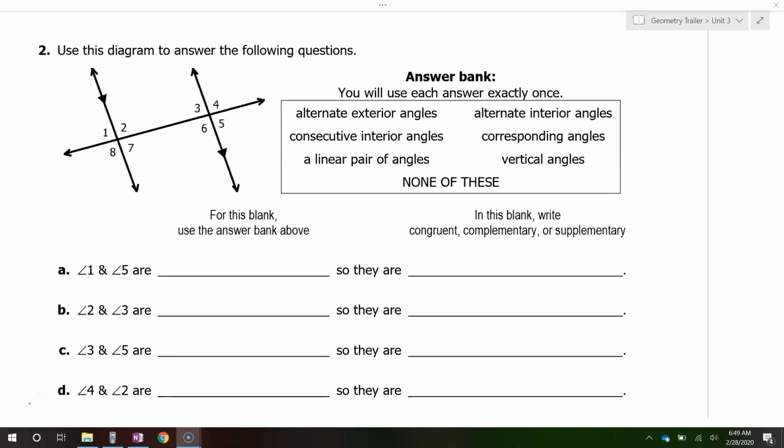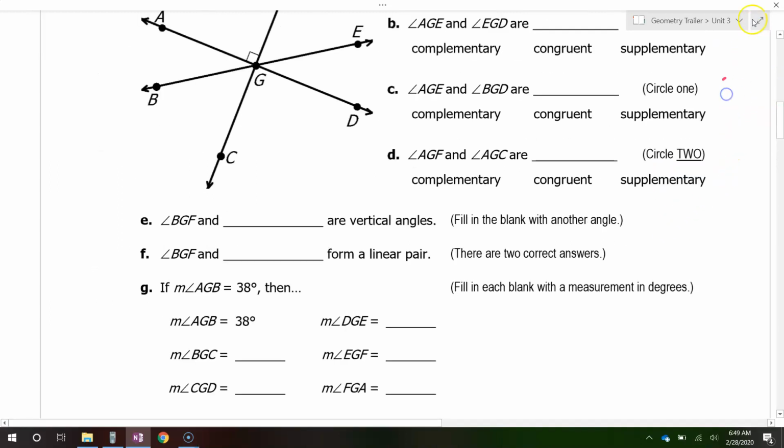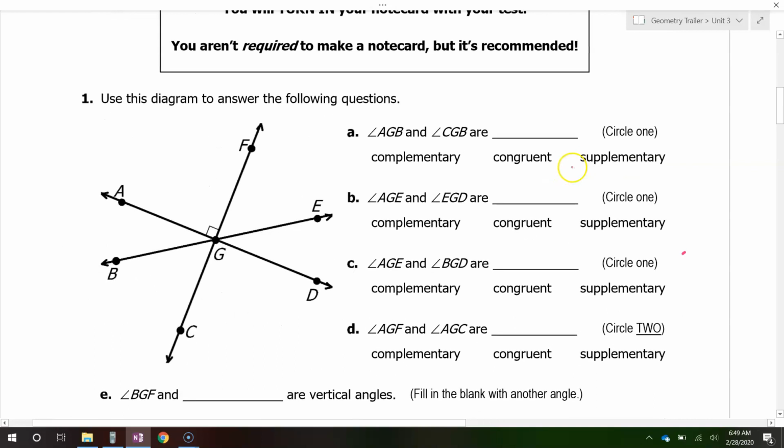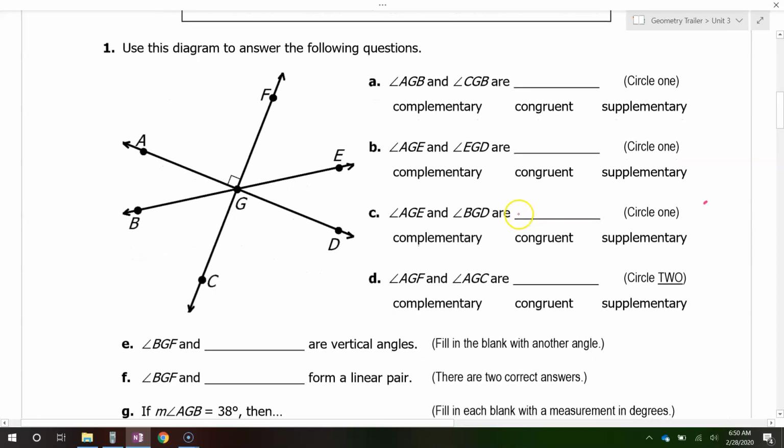In this video, we will practice identifying angle pairs such as the ones shown on this list right here. But in addition to identifying them, we will also be discussing whether or not they are complementary, congruent, or supplementary. So let's take a look.